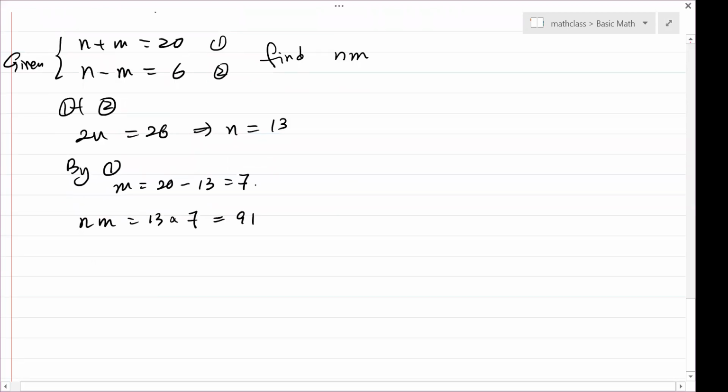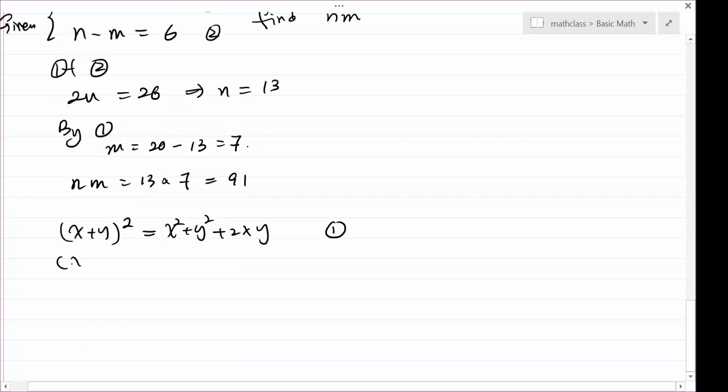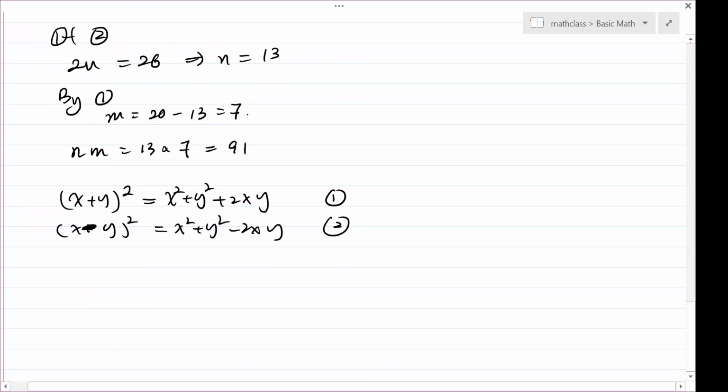All right. So there is another way I want to talk about. It's also important, and sometimes it's good. So (x plus y) squared is going to be x squared plus y squared plus 2xy. That's equation 1. You can also change the sign for y. So you get (x minus y) squared, which is x squared plus y squared minus 2xy, equation 2. Then equation 1 minus equation 2, you will get (x plus y) squared minus (x minus y) squared. You get 4xy.